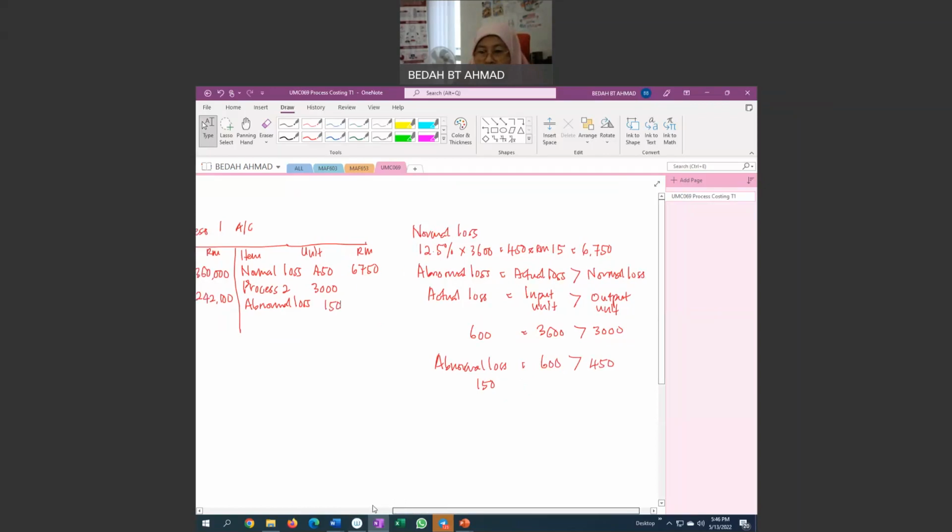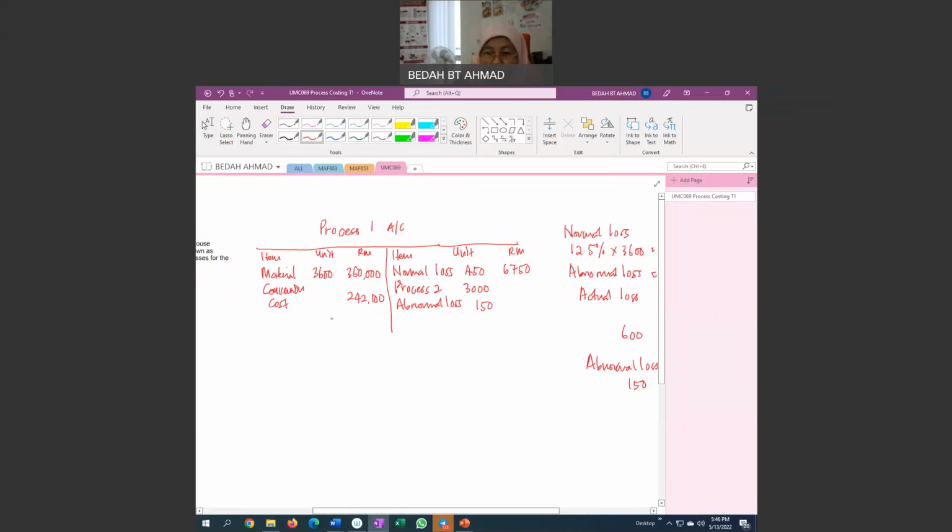So when you add up, the number of units here should be balanced, the debit side and the credit side. So 450 plus 3,000 plus 150, so it is 3,600 units. Okay, on the value column, we need to calculate what is the cost per unit.